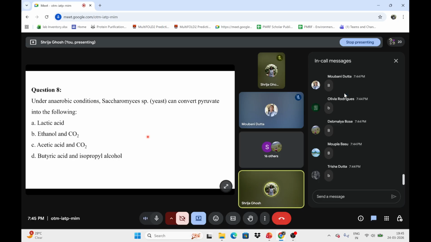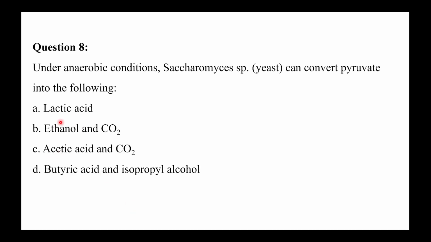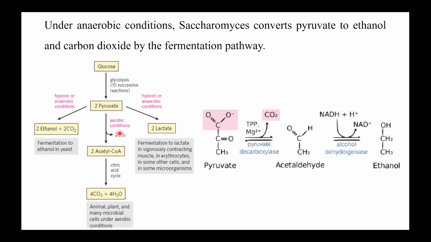So the 5 answers are option B. All 5 of you are saying option B. It can convert pyruvate into ethanol and CO2. So that is the correct answer, ethanol and CO2. Option B is the correct answer. So under anaerobic conditions, Saccharomyces can convert pyruvate into ethanol and carbon dioxide by fermentation pathway.